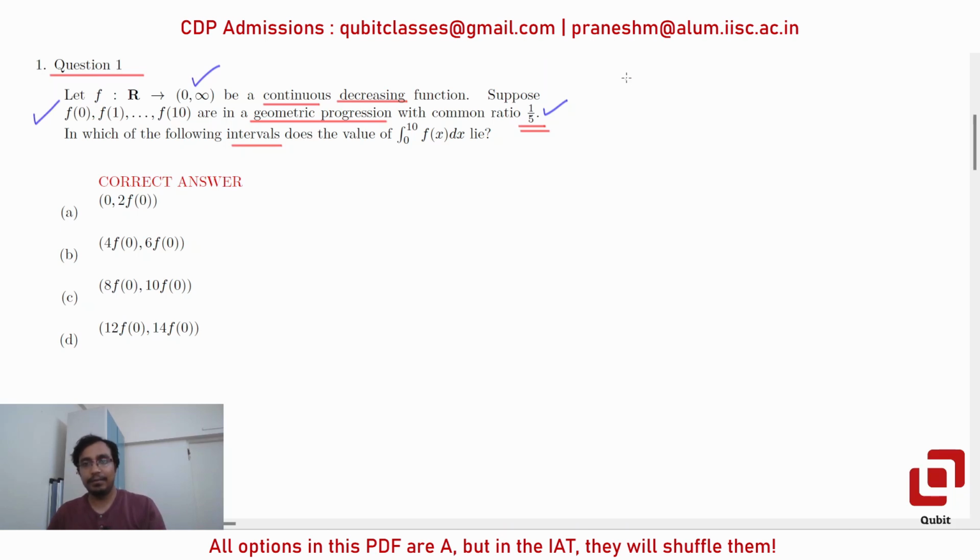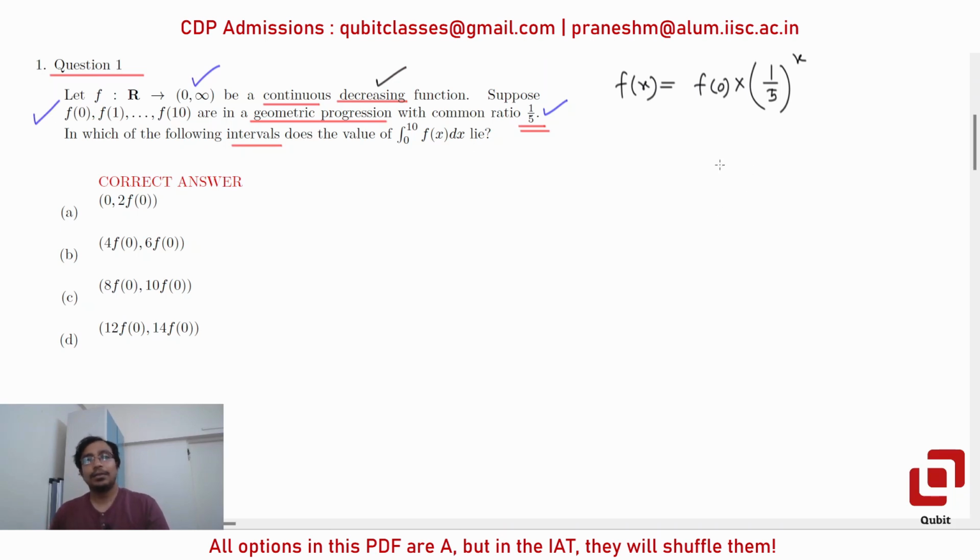let f of x be f of 0 into 1 upon 5 raised to x. Right, now when we do this, we are meeting the requirement that f of 0, f of 1, f of 2 up to f of 10 are in geometric progression with common ratio 1 upon 5, and secondly, because this common ratio is less than 1 but positive, the function is also a decreasing function.